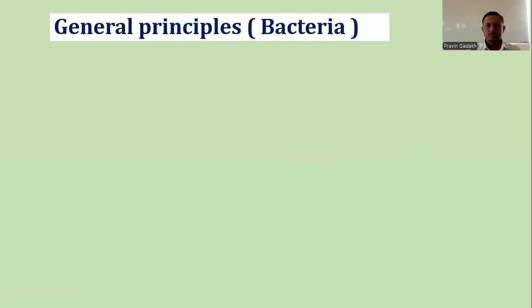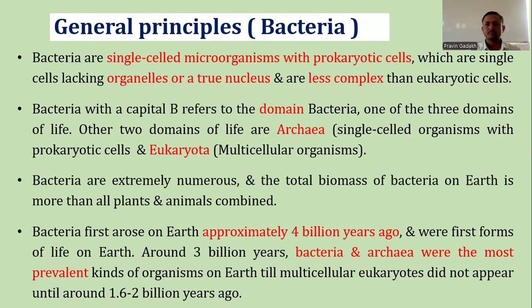So in this lecture, we will start with the basic classification system and how they are classified. Firstly, we will discuss the general principles of bacteria and how the classification system has developed. Bacteria are single cell microorganisms with prokaryotic cells. That means they have a single cell structure and are prokaryotic in nature, lacking organelles or a true nucleus, and are less complex than eukaryotic cells.